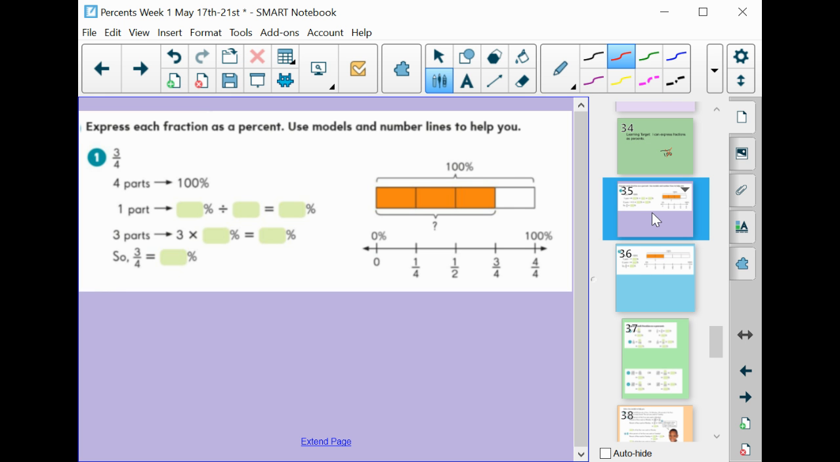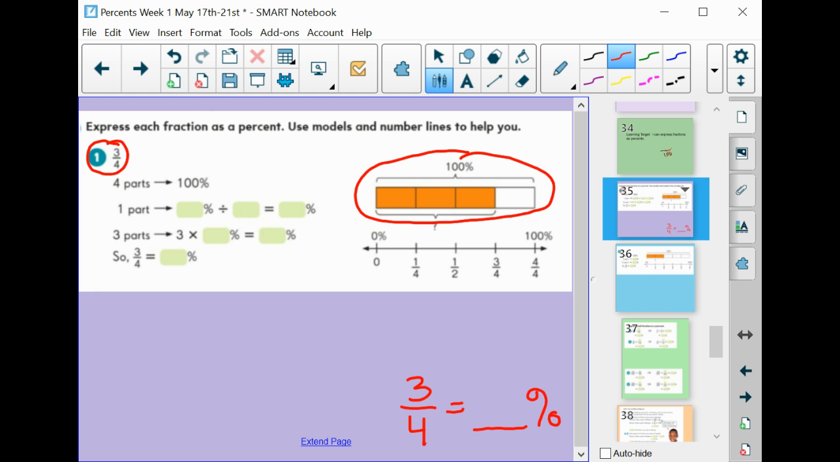Okay, first problem we're going to do is this problem. So what you see is we're going to start out with this fraction 3/4 right here, and our goal is to find what percent is equivalent to 3/4. So we're trying to find 3/4 is equal to what percent. Okay, that's our end goal here. Now, what I'd like you to draw on your whiteboard is this. I'd like you to draw a bar.